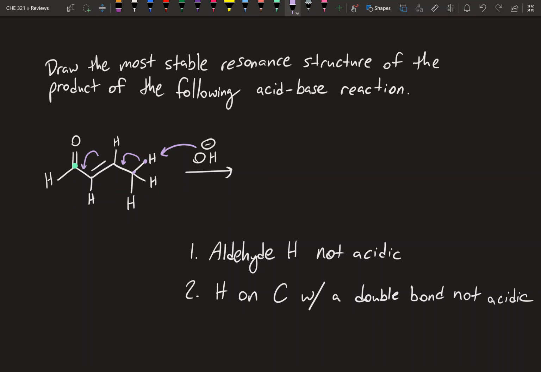Then we can shift that. Then we can kick that double bond up. And then we'd have our resonance structure that we showed before. Okay, so that's how you do that.